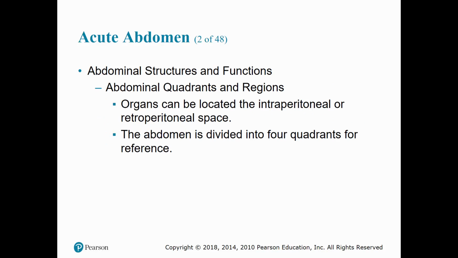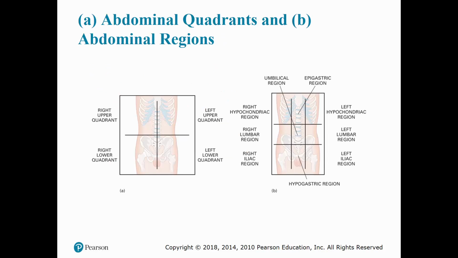And just to reiterate here, the abdominal quadrants and regions, the organs can be located in the intraperitoneal or retroperitoneal space, and to drive it home, the abdomen is divided into 4 quadrants for reference. As you can see here to the left side of the diagram, if you're looking at a patient, it's in relation to anatomic position. So you have a left upper quadrant, a left lower quadrant, a right lower quadrant, and a right upper quadrant.